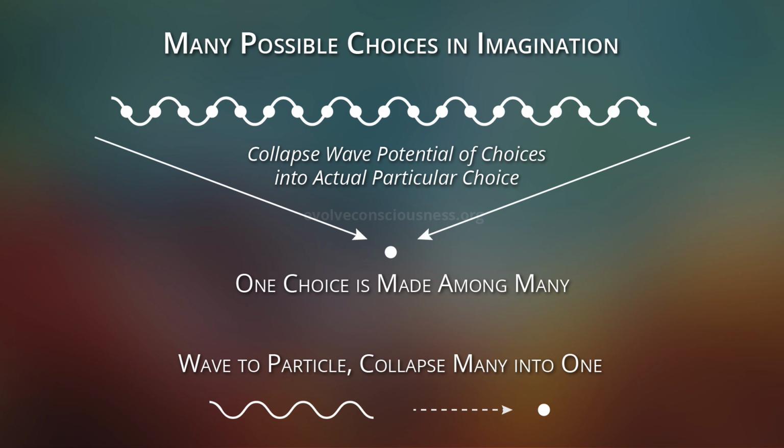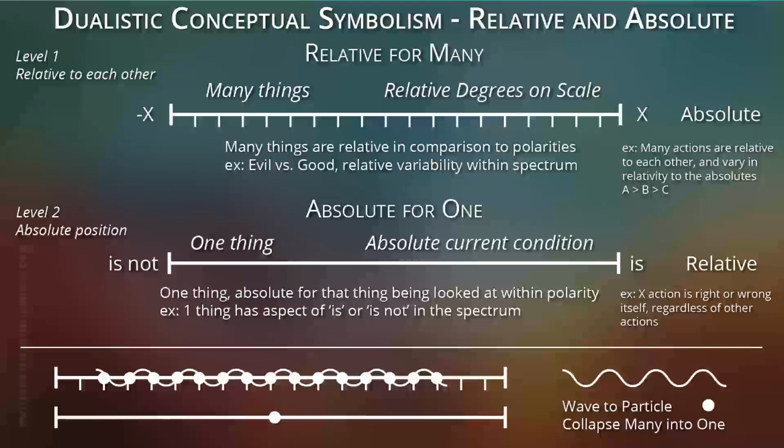Come back to number 5. If you look at level 1, relative to each other, many things, I originally had 2 arrows before my infographic became too clouded, and it was going down to one thing, right? Out of the millions of things, we're going to look at one thing. So relative for many, now we're going to look at the absolute for one. The one thing has an absolute current condition.